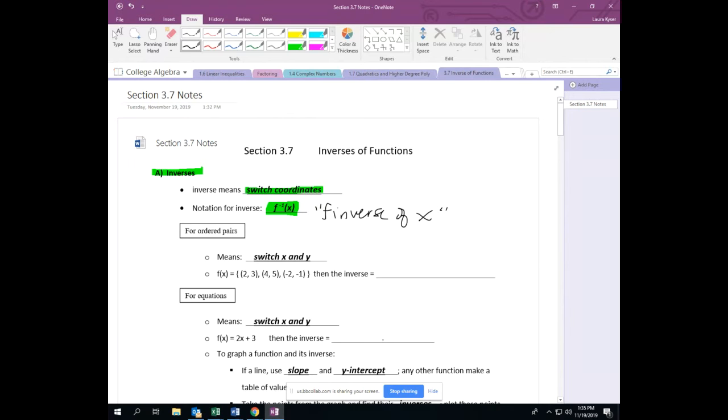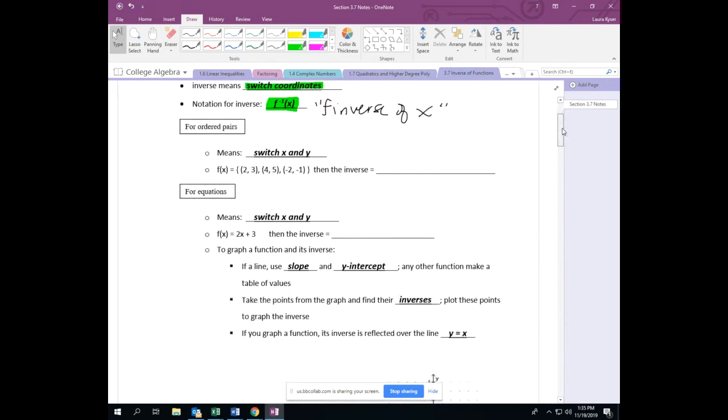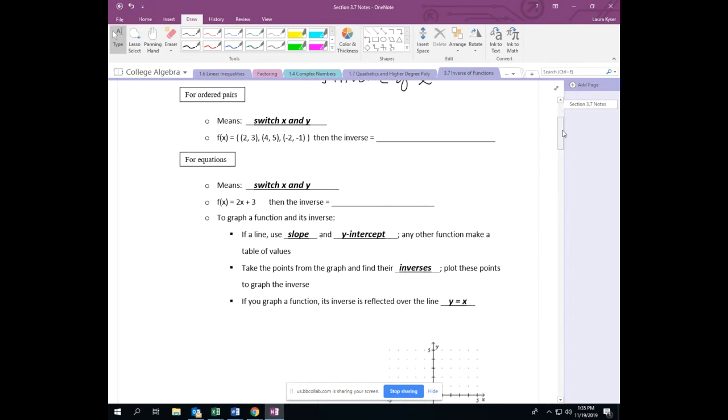To create an inverse, we're going to do a couple different things depending on the scenario. The first scenario is creating an inverse when you're given a set of ordered pairs, and that is very, very easy. All you have to do is rewrite the entire set and switch the x and y coordinates to make each ordered pair backwards from what it was originally. And these new backwards ordered pairs are your inverse. Switch x and y. So f inverse of x is the set.